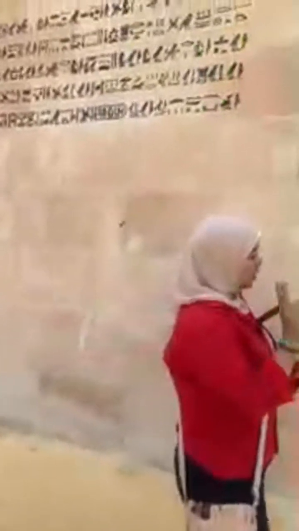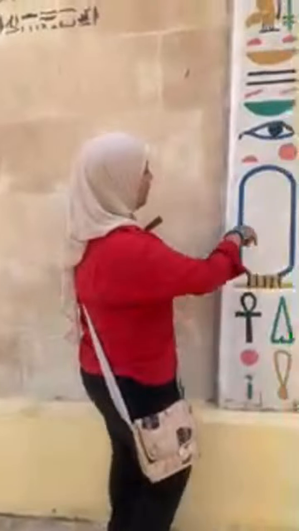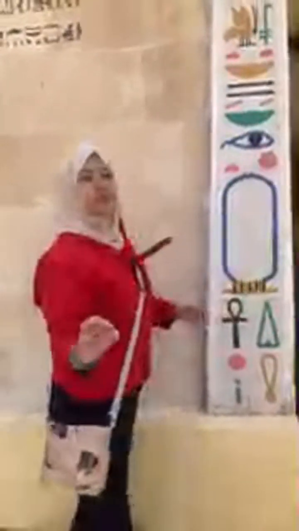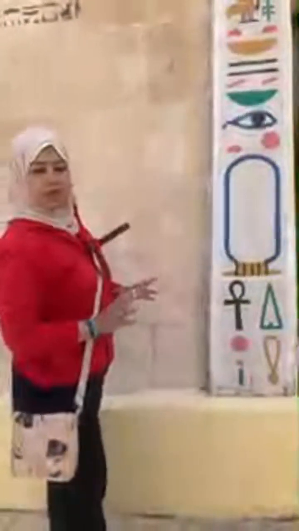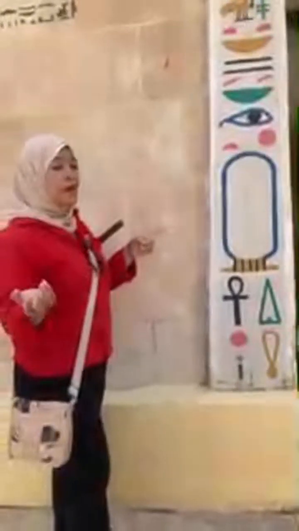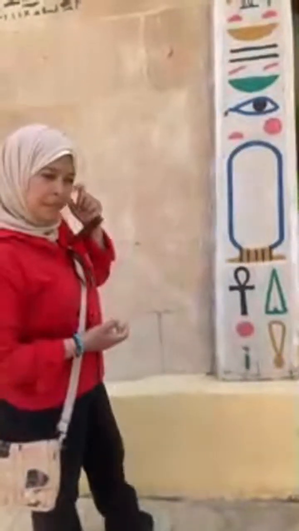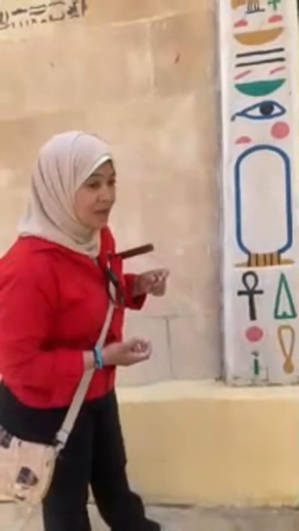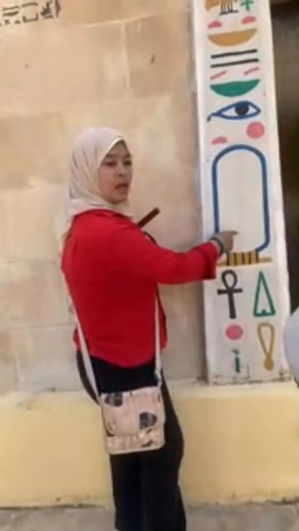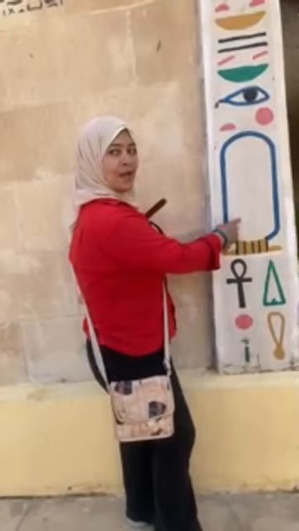Here, I'm going to show you 2 important symbols. This symbol, we call it cartouche. Here you are supposed to find the name of the king. What's your name? Ray. If I wrote Ray here, that means you are a king, a queen.